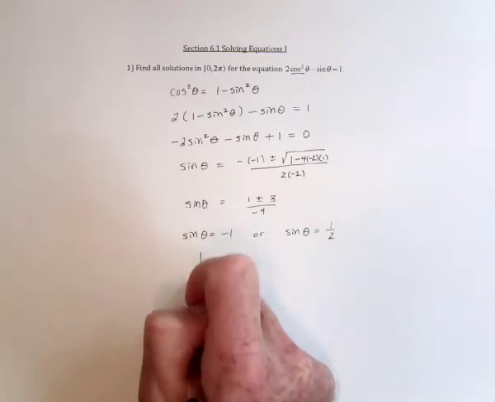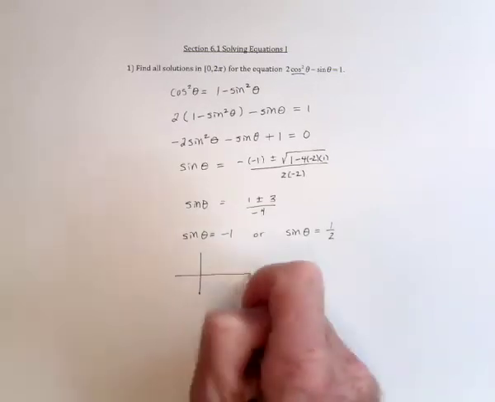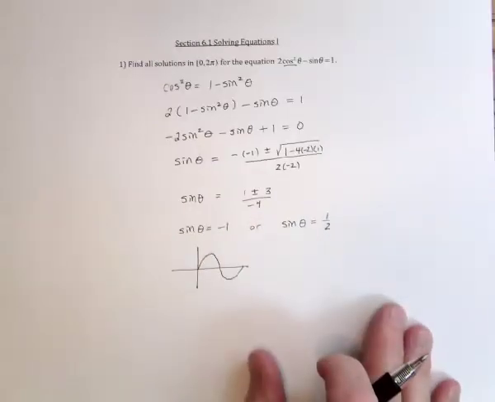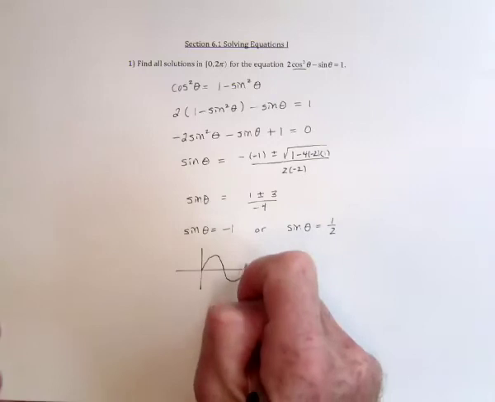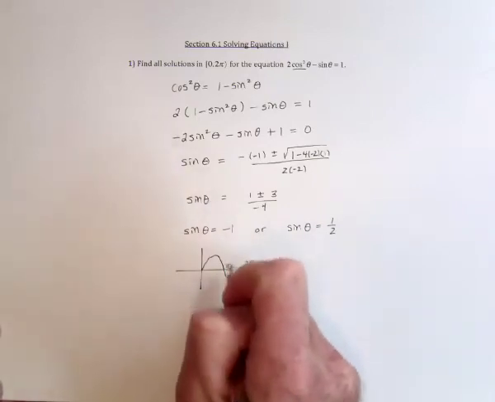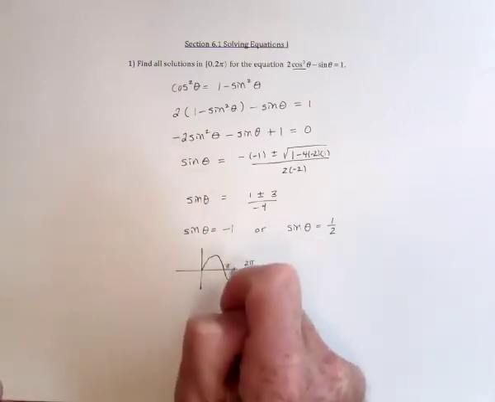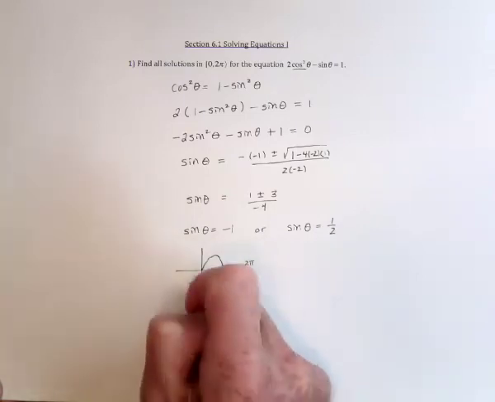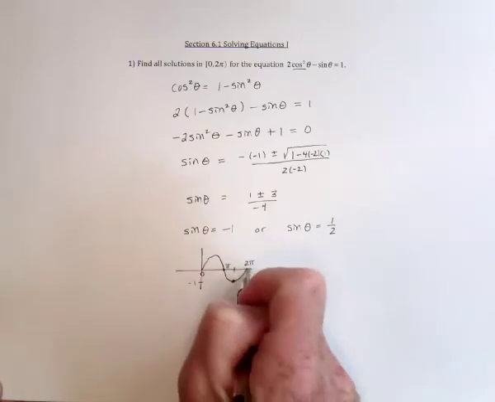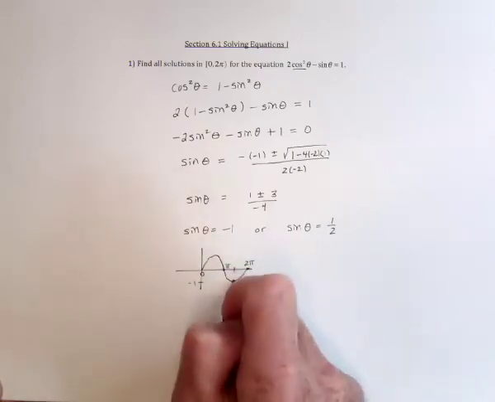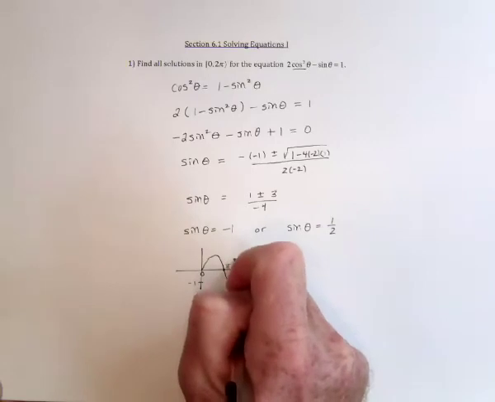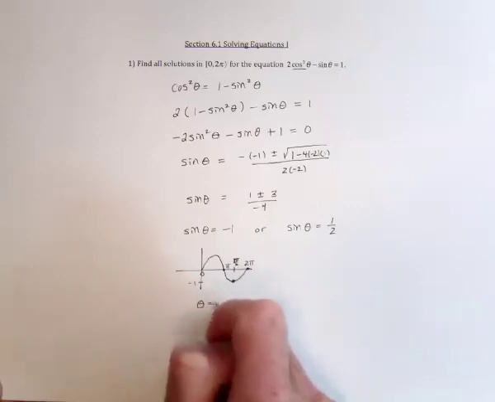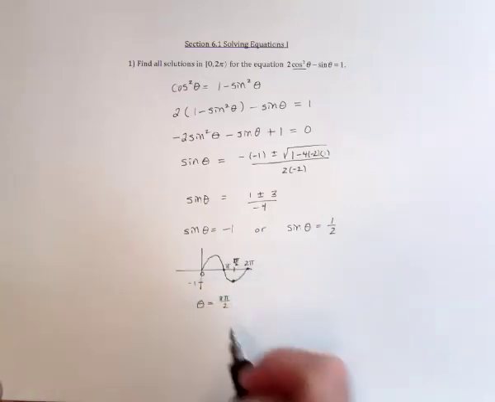Well, if you take a look at the graph for sine from 0 to 2 pi, so right here is when it's going to be equal to negative 1. And so this is 0, in the middle is pi, and this is 2 pi. So for it being down here, that's going to be 3 pi over 2. So we get one solution, that it's 3 pi over 2.